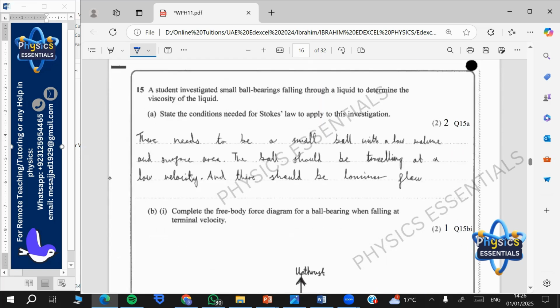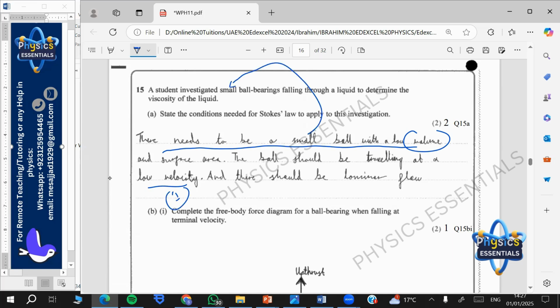A student investigated a small ball bearing falling through the liquid to determine the viscosity of the liquid. State the condition needed for Stokes' law to apply for this. There needs to be a small ball with a small turbulence, I believe, and the ball should be traveling at a low velocity. This is the point actually.